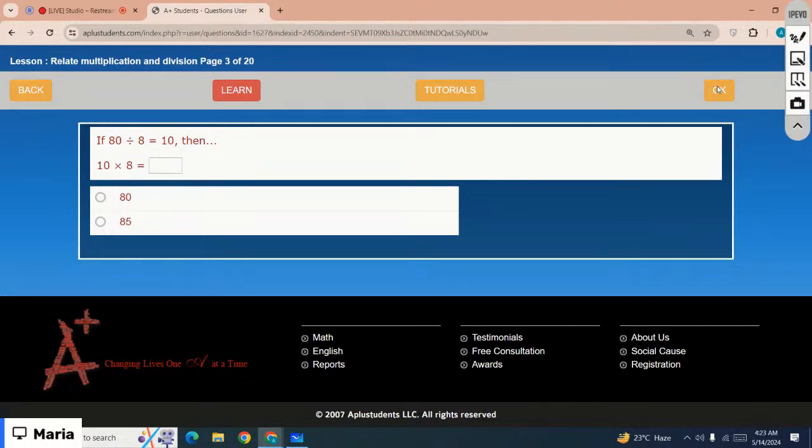Okay, if 80 divided by 8 equals 10, then 8 times what number? 8 times 10 is? The correct option is 80, that is the missing number, right?